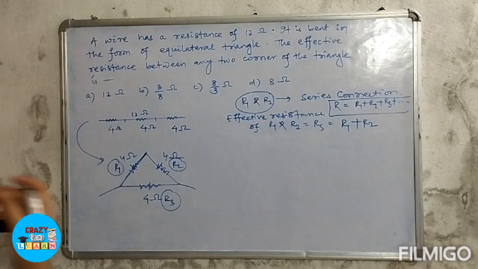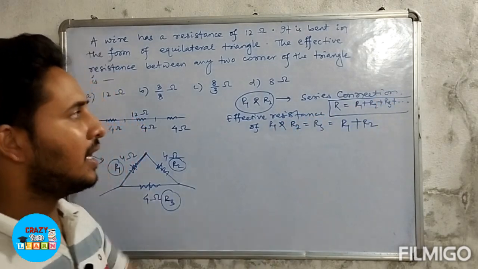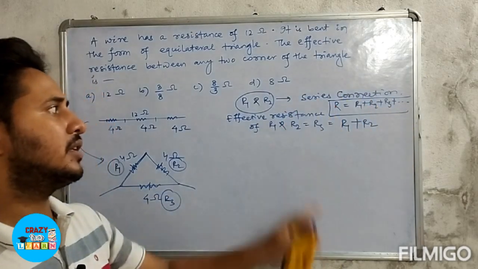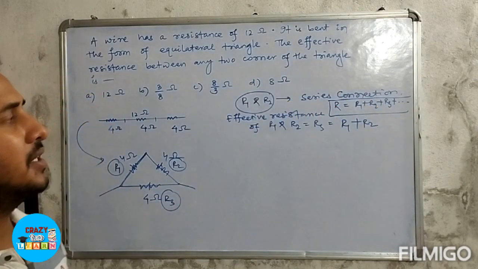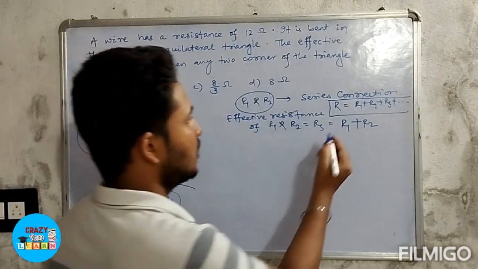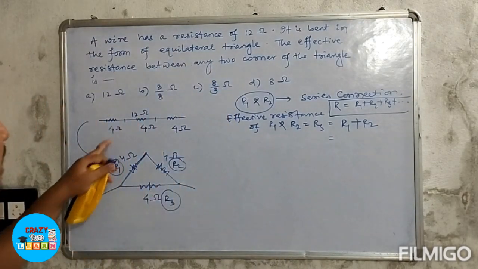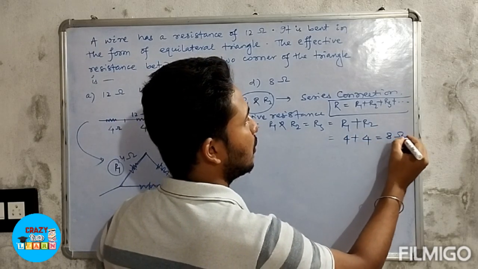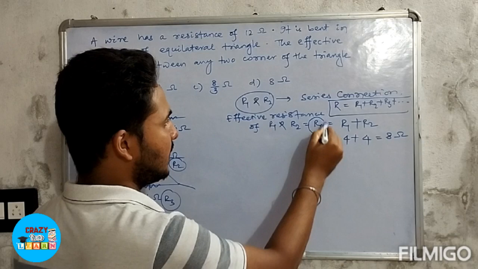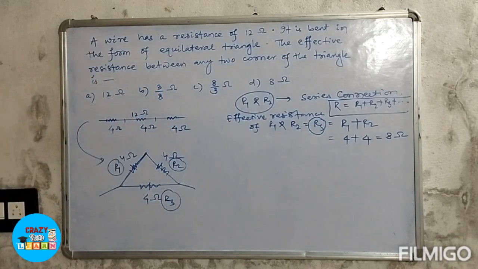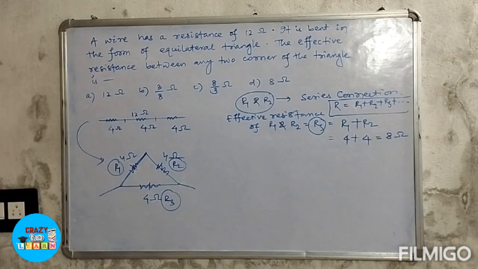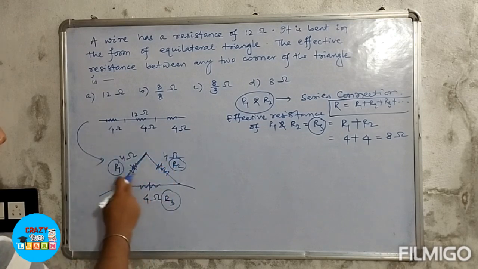As it is a series connection, you have to add all the constituent resistances of the resistors to find the effective resistance. So what is the value of R1? R1 is 4, R2 is 4, so 4 plus 4 is 8 ohm. So RS, the effective resistance of R1 and R2, we are getting 8 ohm.